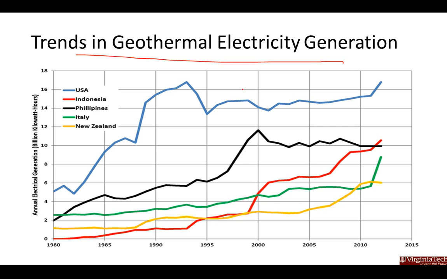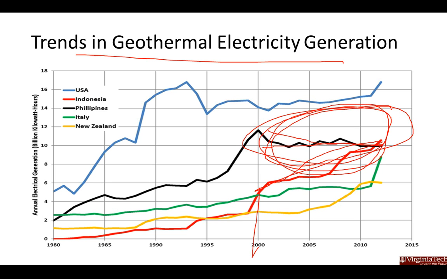Trends in geothermal energy generation. Indonesia has the highest growth versus 2000, if you want to look at that slope. Philippines is going down, but they're relatively flat lines. But they're also doing very well on this part of the world. This is the Ring of Fire part of the world. So they have a lot of that.